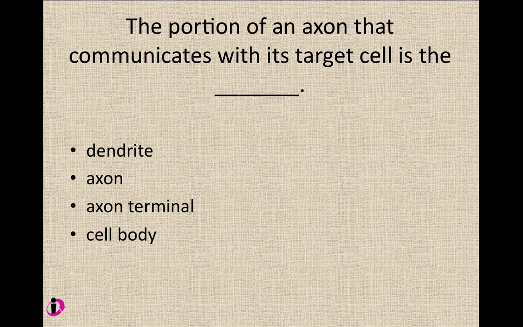So the portion of an axon that communicates with its target cell is known as what? Okay, so the dendrite will collect information, the axon will take that information and send it down the stalk. The axon terminal is going to be the one that communicates with the target cell. And then the cell body is where the nucleus is found, the endoplasmic reticulum, the mitochondria, etc.